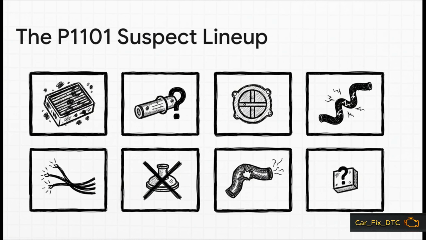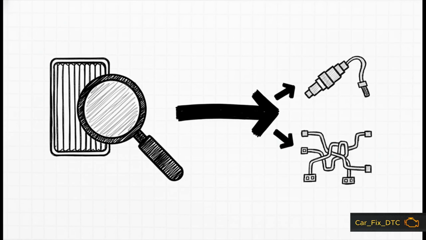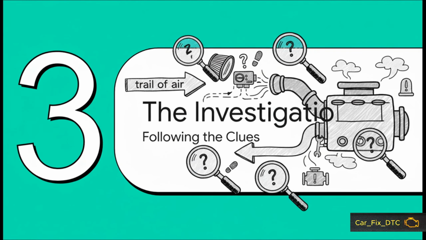Now, the key thing to remember is that we're going to investigate this logically. We'll start with the most common, and usually the cheapest, fixes first. Yeah, exactly. You got to approach this like a real detective. You don't just jump to the craziest conclusion. You start with the simple stuff, the obvious clues, and you work your way up from there. So let's get our investigation started. All right, first things first, we're going to follow the trail of air right from where it enters the engine, looking for our very first clue.